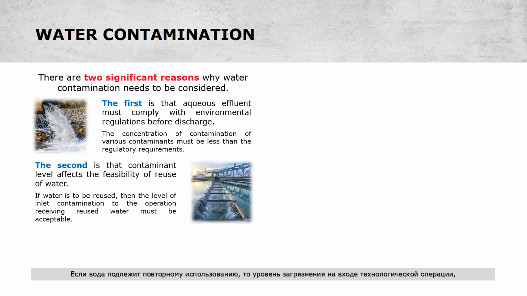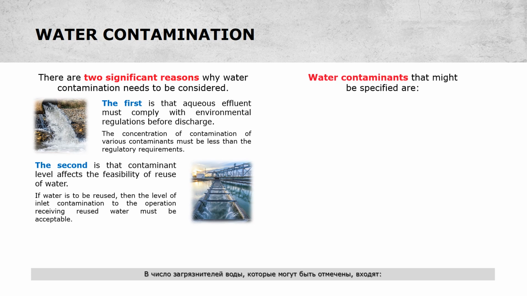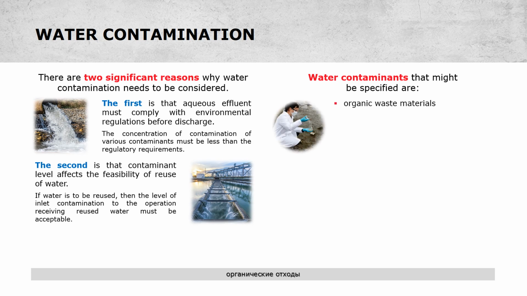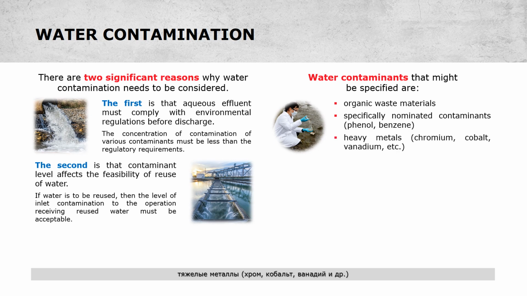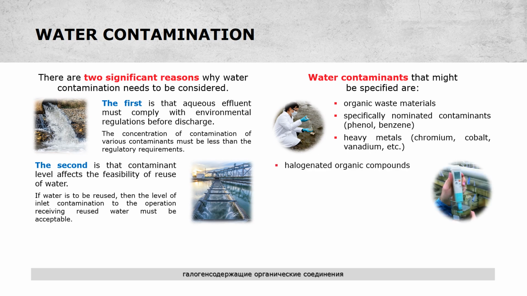If water is to be reused, then the level of inlet contamination to the operation receiving reused water must be acceptable. Water contaminants that might be specified are organic waste materials. Specifically nominated contaminants, phenol, benzene. Heavy metals, chromium, cobalt, vanadium, etc. Halogenated organic compounds. Organic sulfur and nitrogen. Nitrates. Phosphates. Suspended solids.